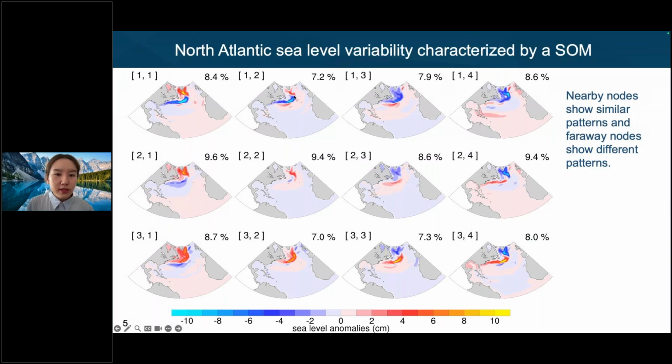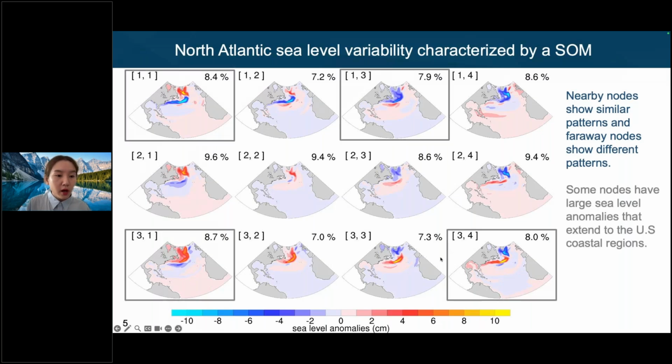This figure shows the 3x4 SOM that characterizes the North Atlantic sea level variability, and these dominant patterns of variability are robust to different SOM sizes. As you can see here, nearby SOM nodes show similar patterns and faraway nodes show different or even opposite patterns. Some of these nodes have large sea level anomalies that extend to the US coastal regions. For example, node 3.1 has larger than normal sea level anomalies along the US northeast coast, and node 3.4 has larger than normal sea level anomalies along the US southeast coast.